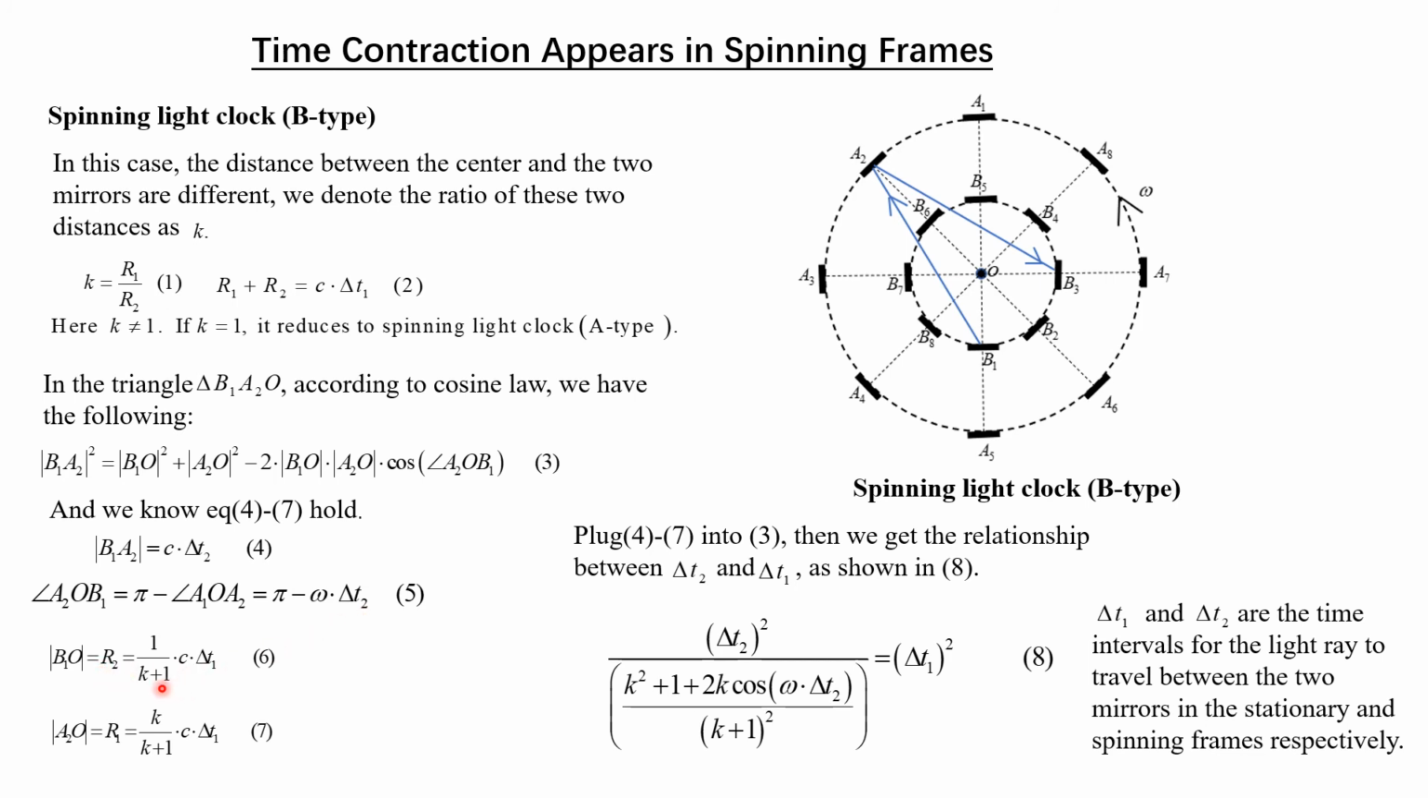And we can also calculate R2 and R1 by combining equations 1 and 2. And we have the result here. R2 equals 1 over k plus 1 times c times delta T1, and R1 equals k over k plus 1 times c times delta T1. And then we plug equations 4 to 7 into equation 3. Then we have the relationship between delta T2 and delta T1. And this relationship is shown in equation 8.